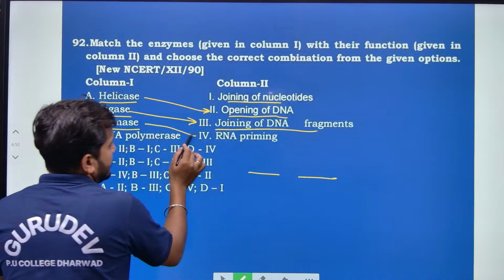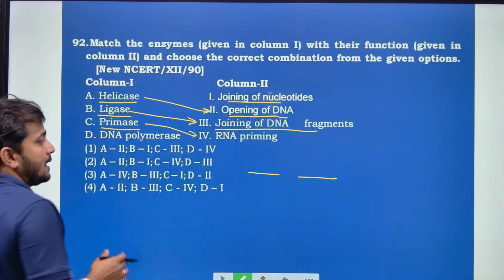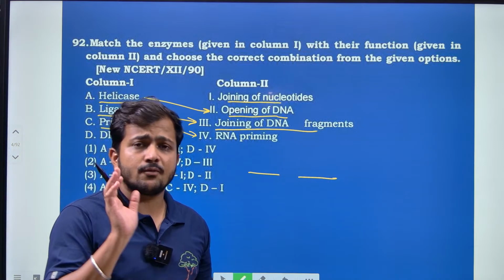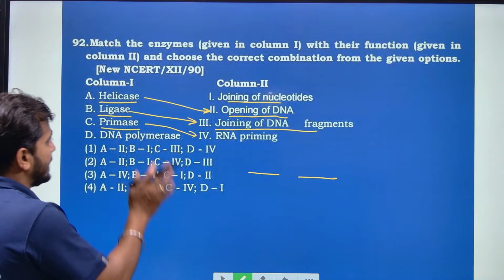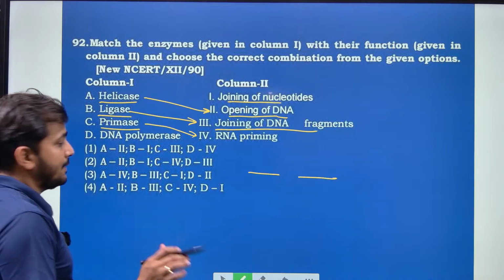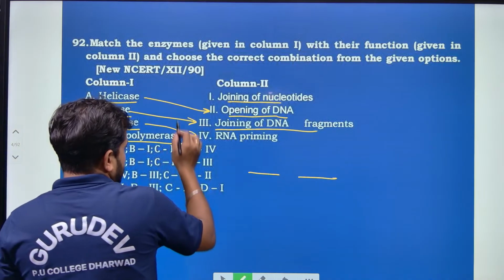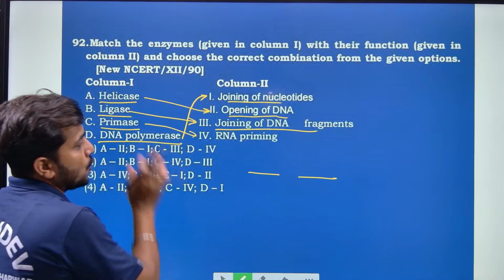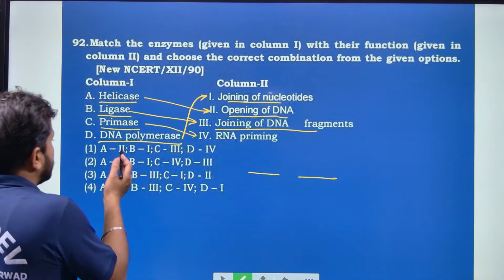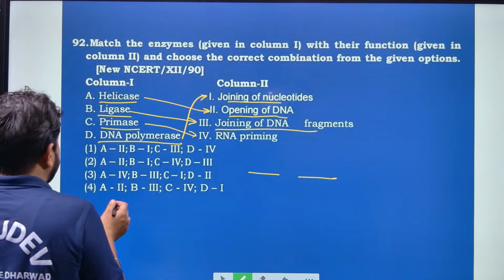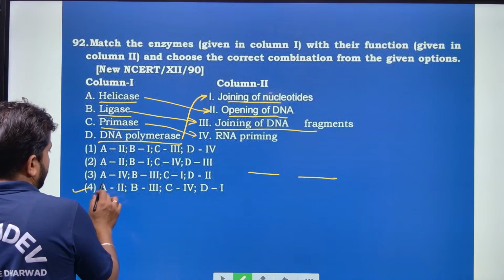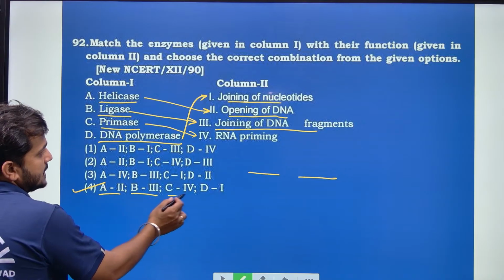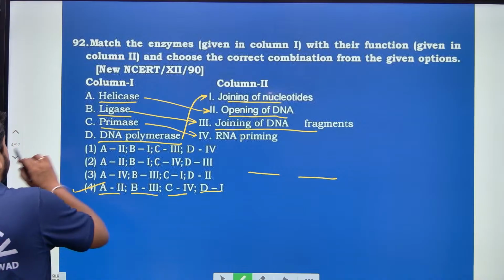Then primases are related with RNA priming, right? With respect to the transcription process or even the replication process, there will be an attachment of the primer, and that attachment of primer is carried out by the RNA primase enzyme. Then DNA polymerase is going to carry out joining of nucleotides. Two nucleotides can be joined by DNA polymerase. So based on that, the answer is 4, that is A2, B3, C4 and D1. So that is the question here.